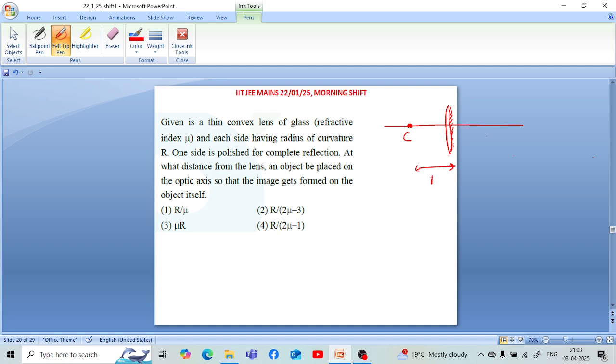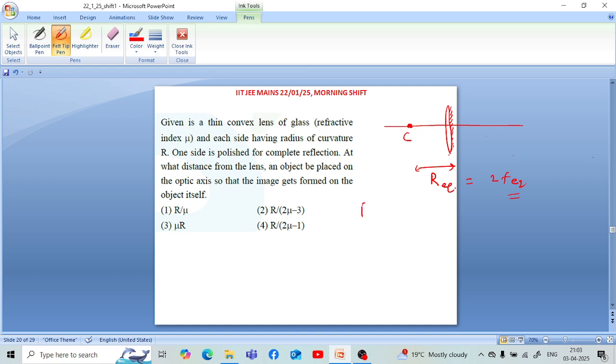So we have to find out first of all the radius of curvature of this equivalent combination of lens and mirror. And we know that the radius of curvature is related to the focal length by this formula: r equivalent equals 2 times f equivalent. So in this way we have to find out first of all f equivalent and then multiply it by 2 so that we get the distance of the object from the mirror.